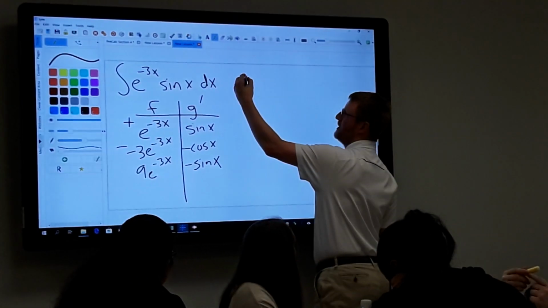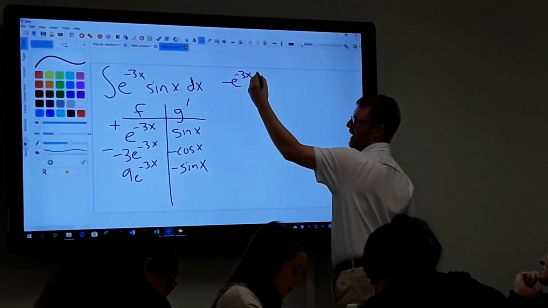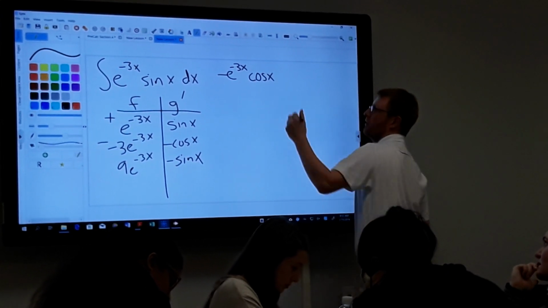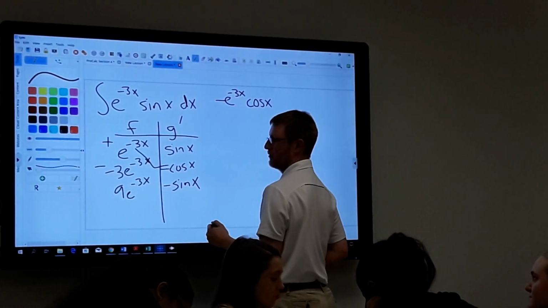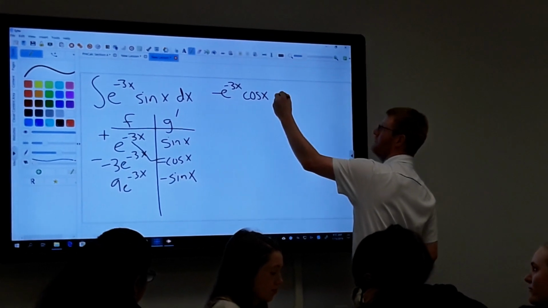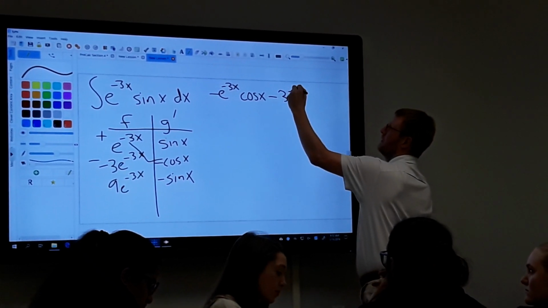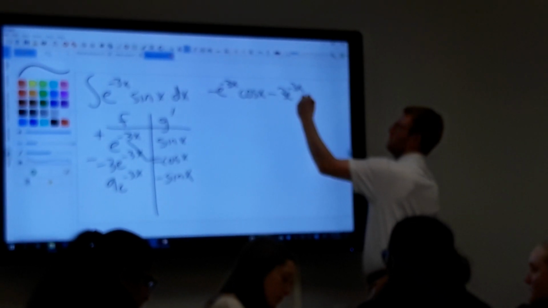Our first term is going to be negative e to the negative 3x cosine of x. That will be the first term no matter what. That's this right here. This one right here is 3 negatives, minus 3e to the negative 3x cosine of x. You guys still with me? So those are the first two terms that have nothing to do with an integral.